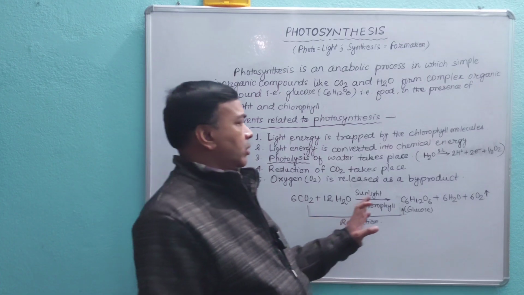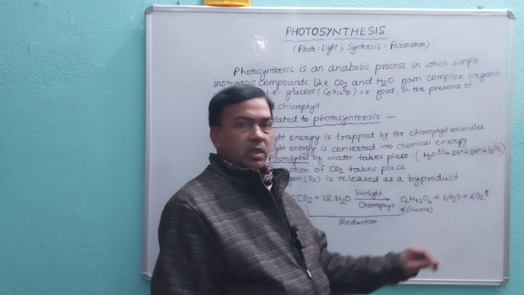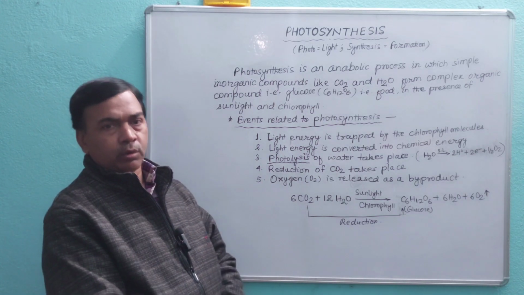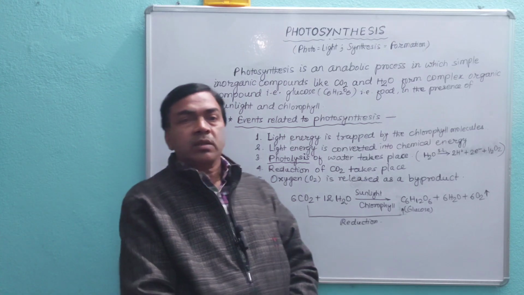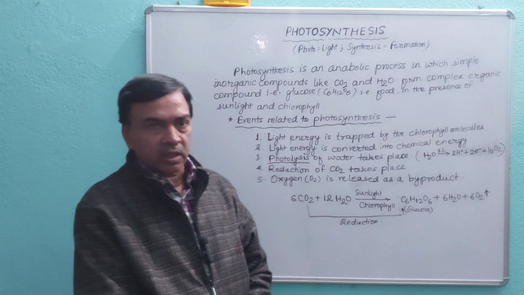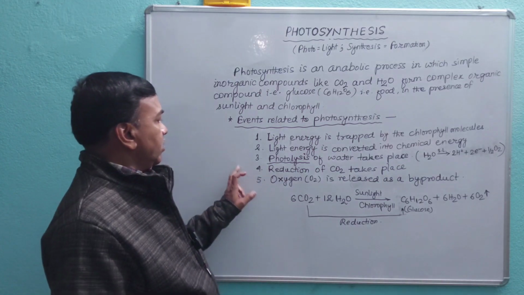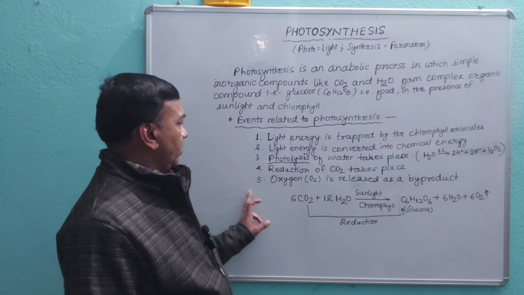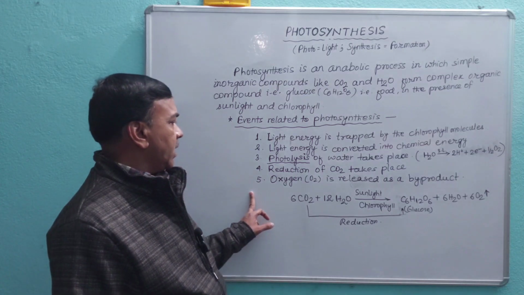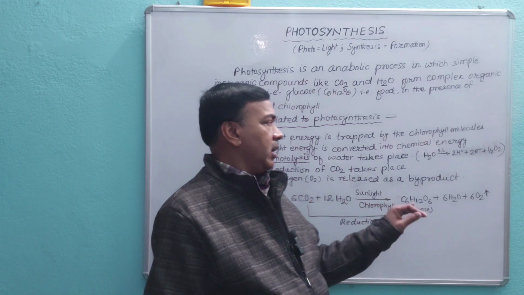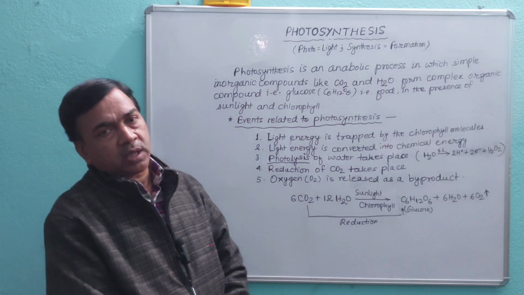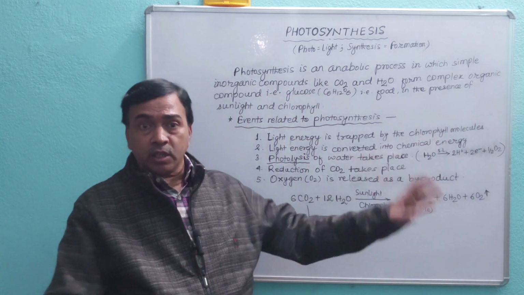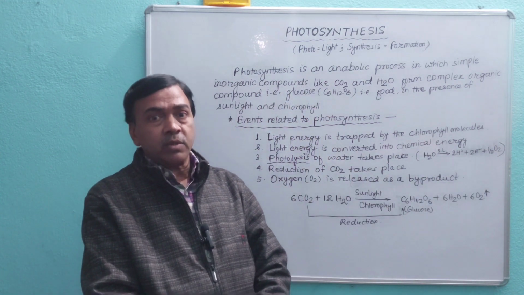As a result of photolysis of water, hydrogen is released. This hydrogen is trapped by the carbon dioxide to form glucose. As we know, the addition of hydrogen to a substance is reduction. So we can say that in this process, reduction of carbon dioxide takes place. The fifth event related to photosynthesis is that oxygen is released as a byproduct. This oxygen comes from water, which was released during photolysis, not from CO2.